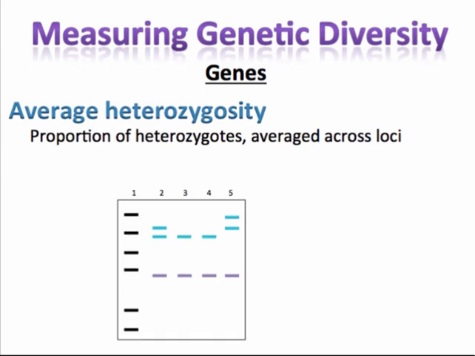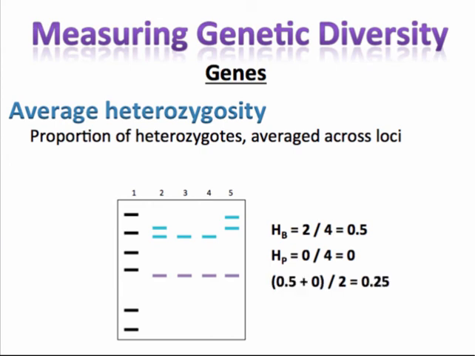So here you have the same gel, you have 2 loci, the blue and the purple. If we measure the number of heterozygotes in the blue, you can see that we have 1 heterozygote, 2 heterozygote out of a total of 4. So that would be a heterozygosity for the blue locus of 0.5. And then for the purple locus, it would be 0 out of 4. So that would be 0. And then you take these two and you average them. So that's 0.5 plus 0 divided by 2. You get 0.25. So the average heterozygosity for this population is 0.25.